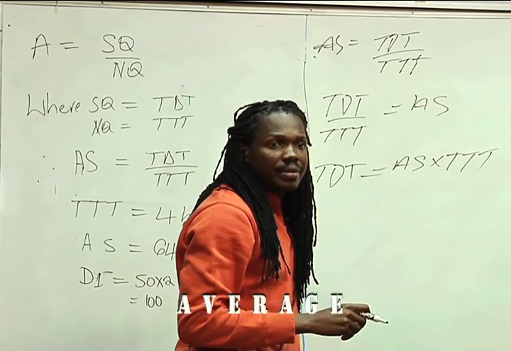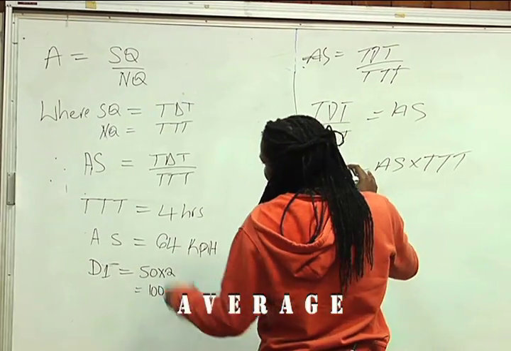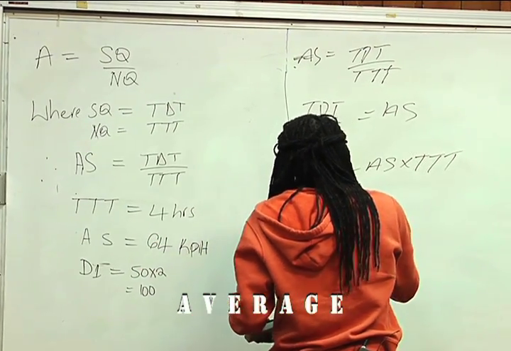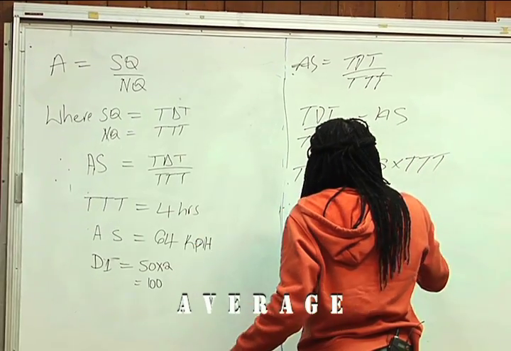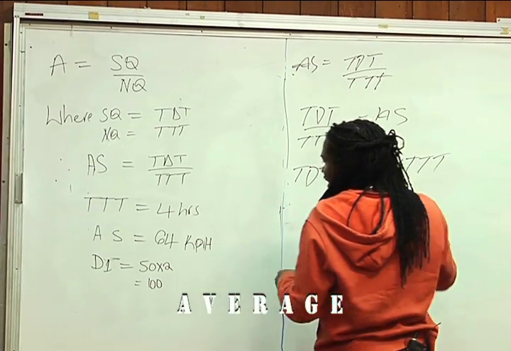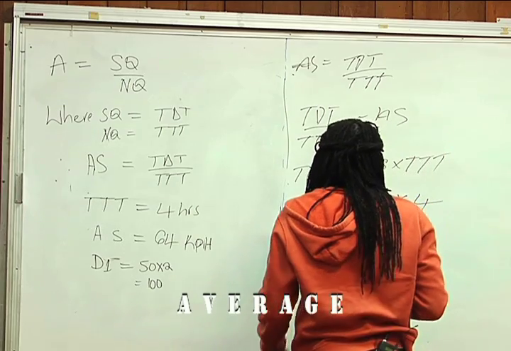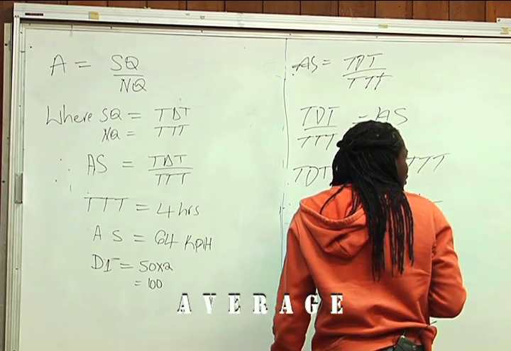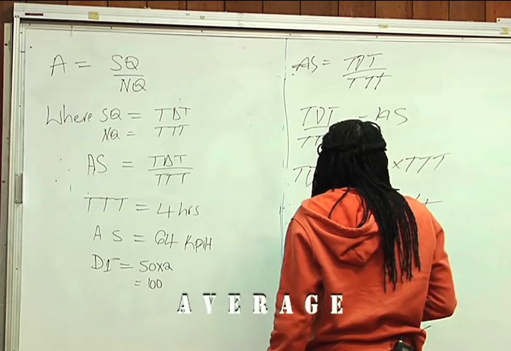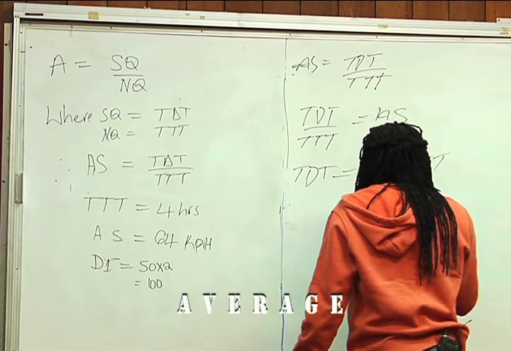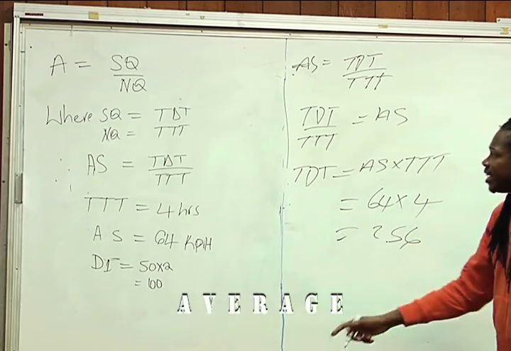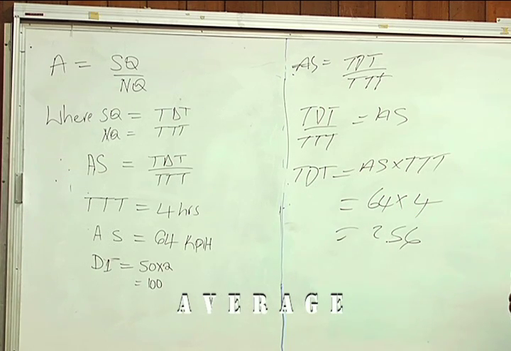Now, that means therefore that in this case TDT is equal to AS, 64, times TTT, 4. Equal what? How much? 256. So TDT equals 256. That is total distance traveled. How many different types of distance in my travel? Two different types of distance.